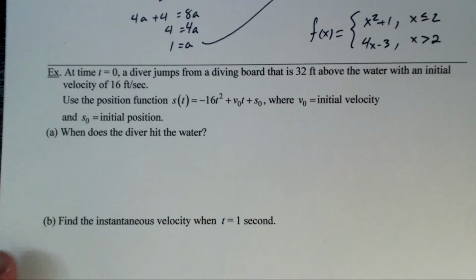So let's do this next problem. The next problem says, at time t equals 0, a diver jumps from a diving board that is 32 feet above the water with an initial velocity of 16 feet per second. Use the position function s of t equals negative 16t squared plus v naught t plus s naught, where v naught is the initial velocity and s naught is the initial position.